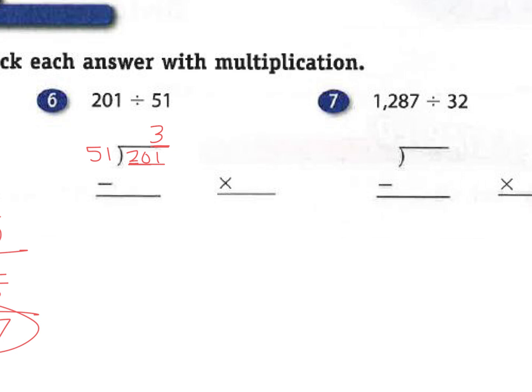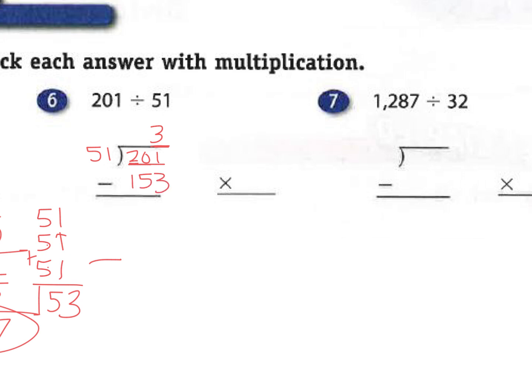So we do 51 times 3, or we could just add it really quick, 3 times. Oh, I picked the wrong thing, sorry. 1 plus 1 plus 1 is 3, 5, 10, 15, so that equals 153. Now we have to subtract.